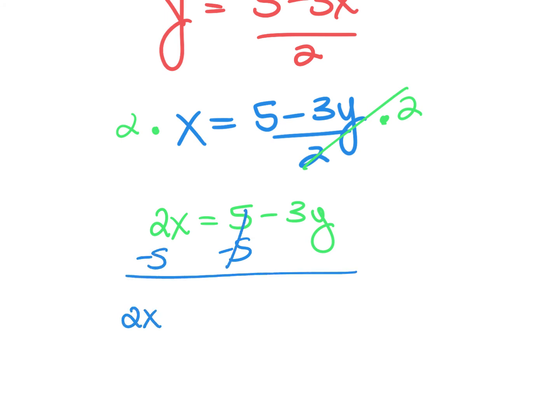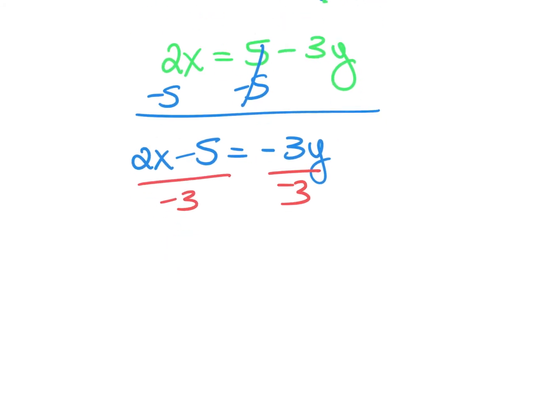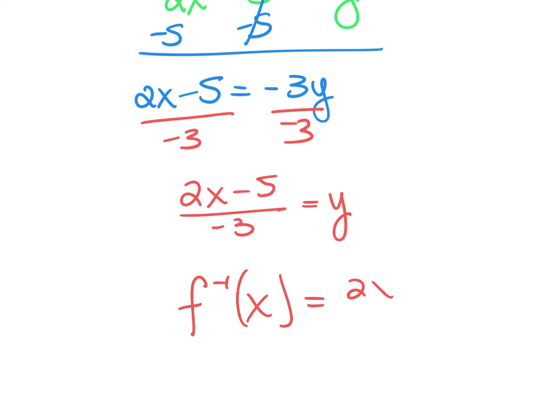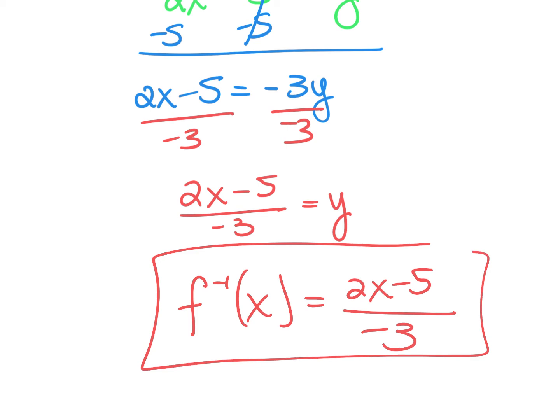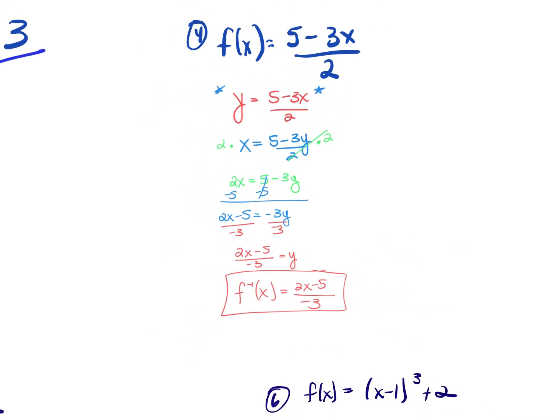So 2x minus 5 equals negative 3y. Now what? Divide by negative 3. You have 2x minus 5 divided by negative 3 equals y. Is that your final answer? No, my final answer is f inverse of x equals 2x minus 5 over negative 3. Now let's compare our original to our inverse.